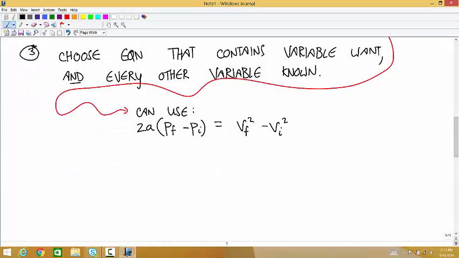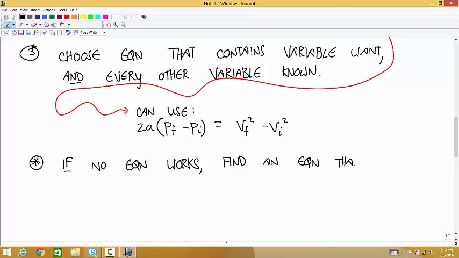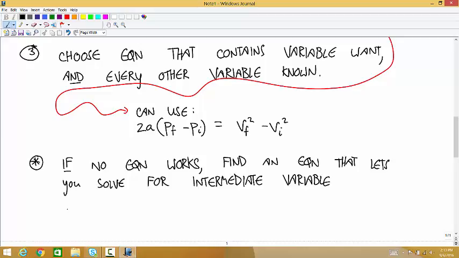Sometimes that's not enough. More than half the time that you do these problems, that will be enough, but step star. If no equation works, find an equation that lets you solve for an intermediate variable, and these intermediate variables will usually be TF or A, and then go back to step 2.